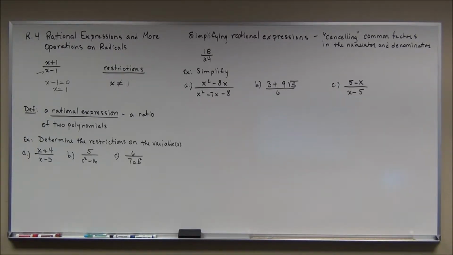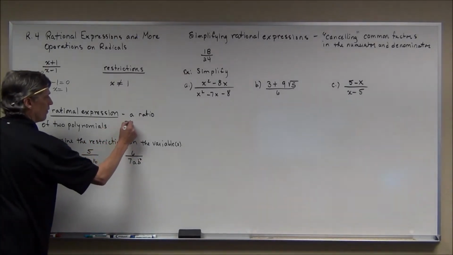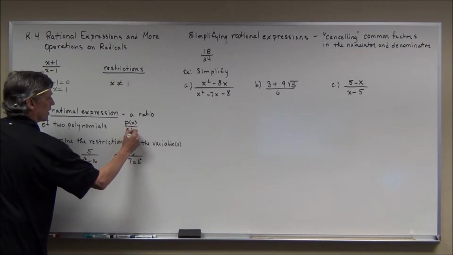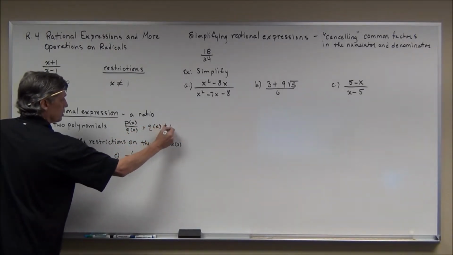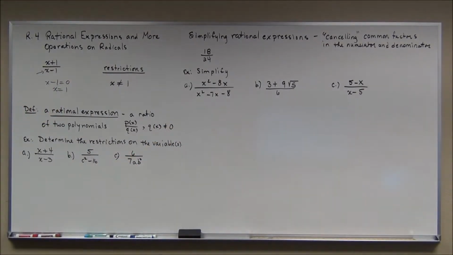Now, a very, very simple definition of a rational expression is a ratio of two polynomials. Again, the denominator can't be equal to 0, but we sometimes think of it as something like p of x over q of x, where q of x cannot equal 0, as long as p of x and q of x are polynomials. Now, polynomials can be constants, so when you have a fraction like 3/7, technically that's a rational expression. We typically call it a rational number, but it's a rational expression as well.